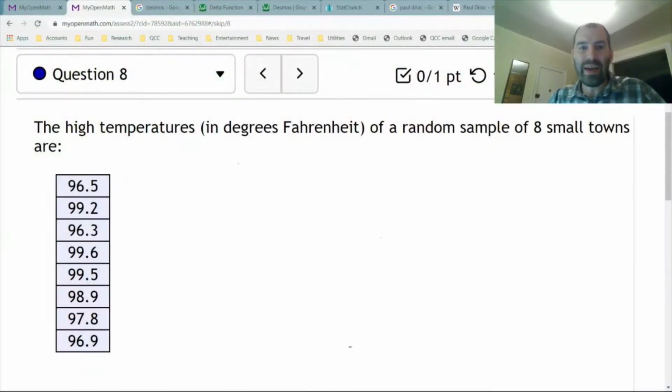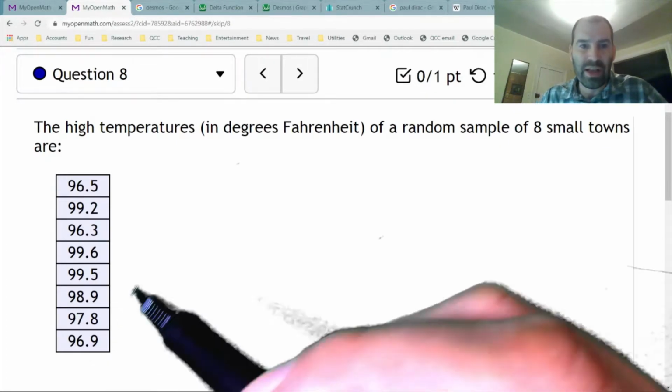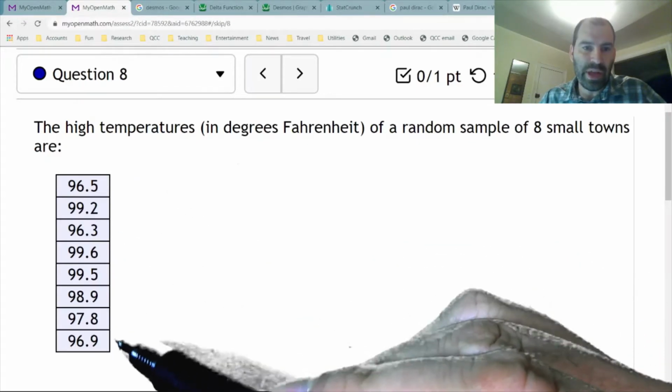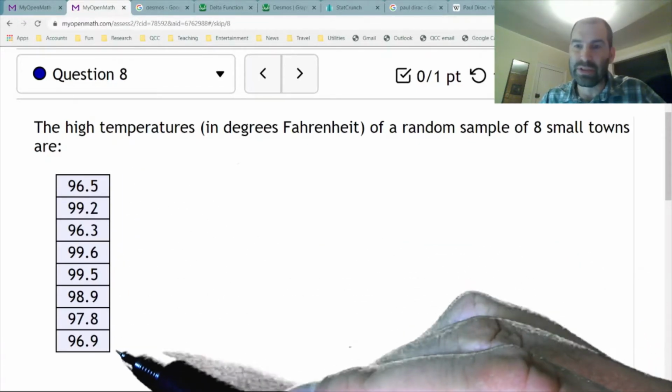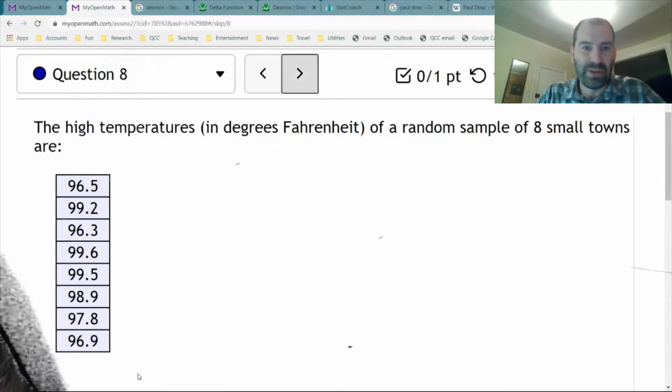Here we have high temperatures in degrees Fahrenheit of a random sample of 8 small towns. Okay, so we have these 8 data values here. These are just temperatures. Let's see what it wants us to do.